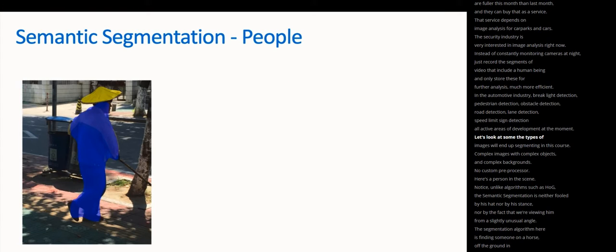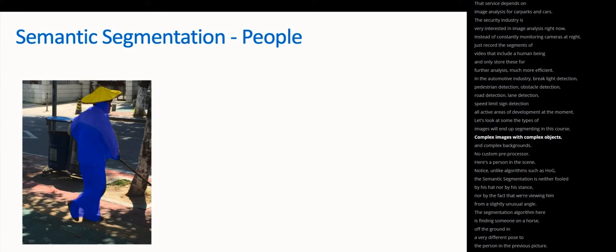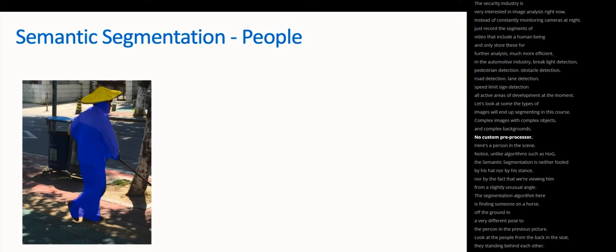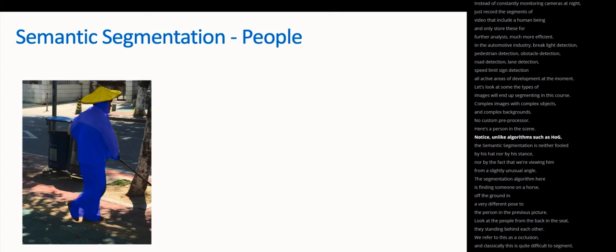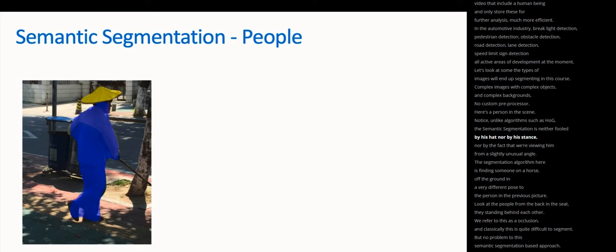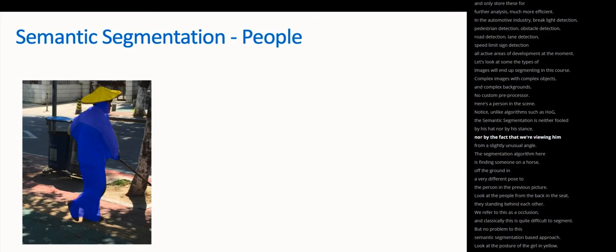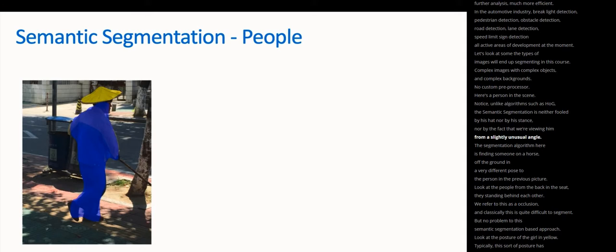Now, let's look at some of the types of images we'll end up segmenting in this course. Complex images with complex objects and complex backgrounds. No custom pre-processing. Here's a person in a scene. Notice, unlike algorithms such as HOG, the semantic segmentation is neither fooled by his hat, nor by his stance, nor by the fact that we're viewing him from a slightly unusual angle.